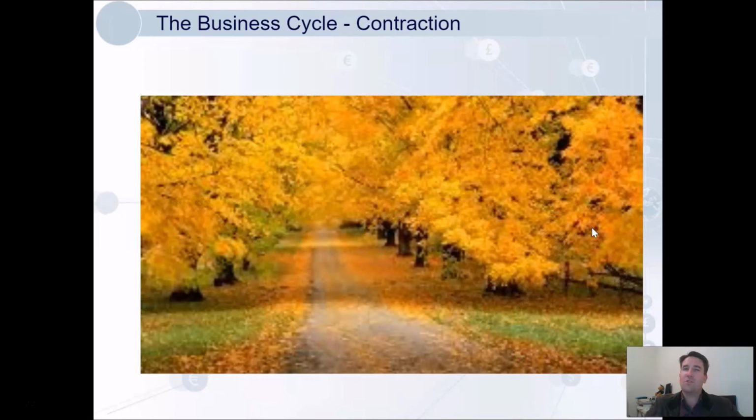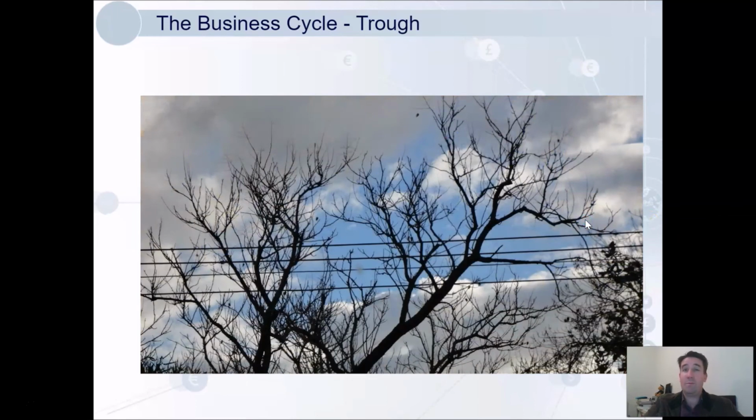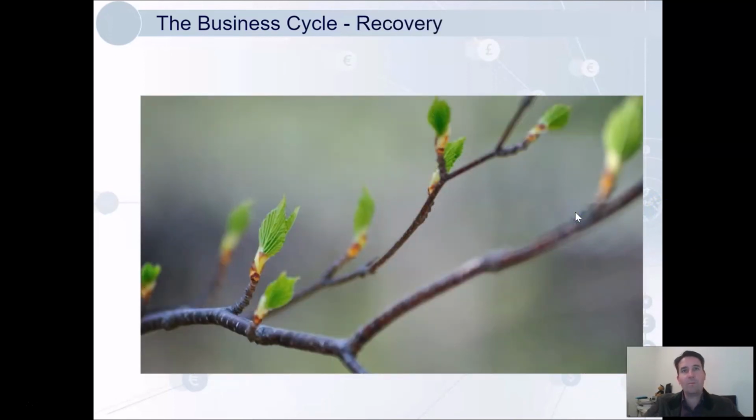Then the contraction is like autumn. So it's the autumn leaves turning brown, falling to the ground. Things aren't growing anymore. Winter represents the trough. Everything is grey and miserable, the people aren't happy. What spring represents is the recovery. From the deadness of the trough, we start to get new growth starting to shoot. Better times will come again.